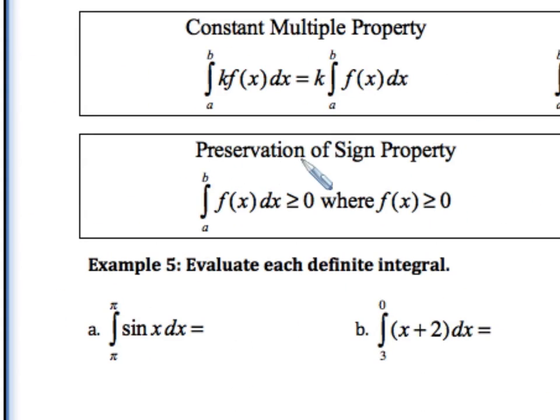Another property is the preservation of sign property. And it says that the definite integral of a function from a to b is going to be greater than or equal to 0, where the function itself is greater than or equal to 0. So if we're looking at an interval here, and our function is positive, okay, then I know that the definite integral is also going to be positive.